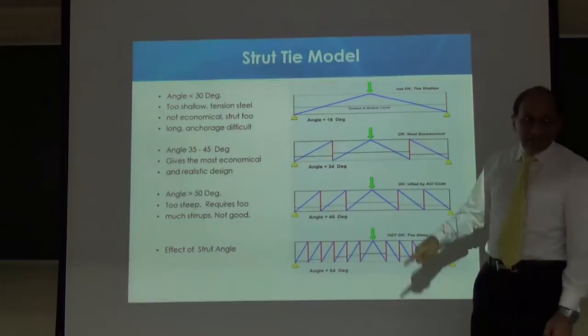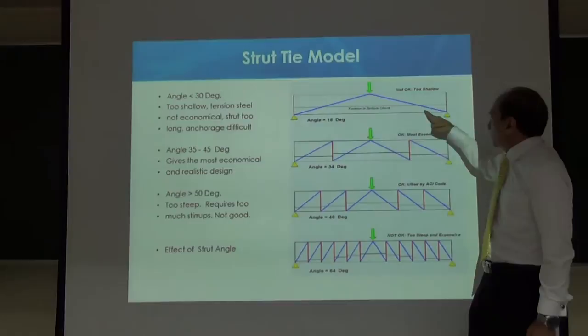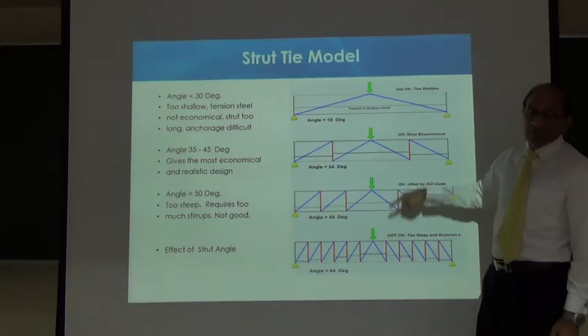So the tension here will be constant, right? Horizontal reaction from this one will be taken from this place to that place, and then it will be constant, a very large force, which will be the cause of that, right?